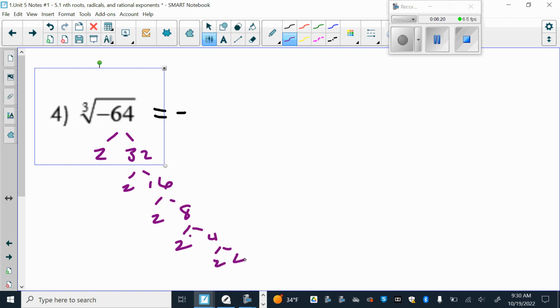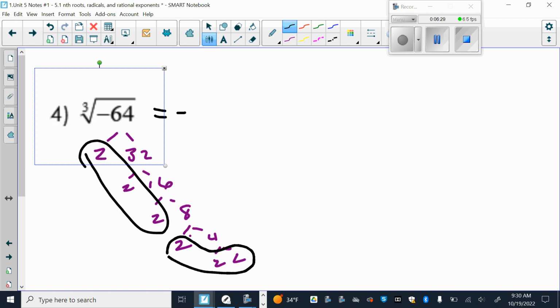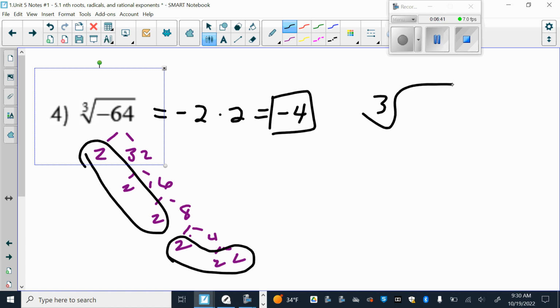So cubed root, I'm looking for 3 of a kind. So I've got a 2 there, and another 2 there. So I can pull out a 2 and another 2, so I end up getting negative 4. And again, the reason why is because negative 4 to the 3rd power is negative 64.